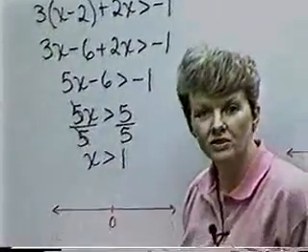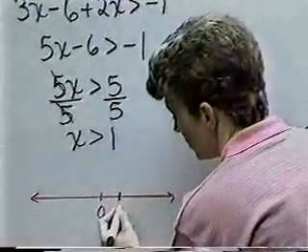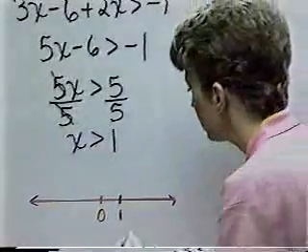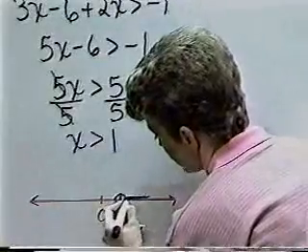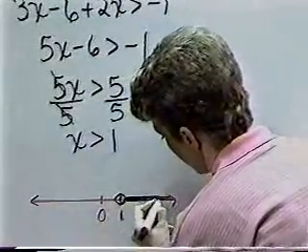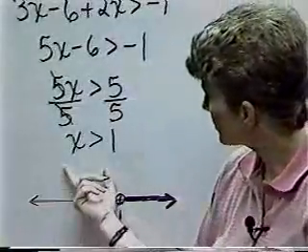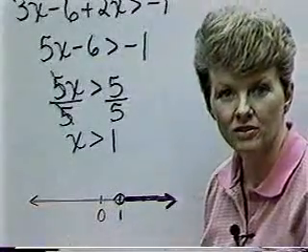Let's graph the solution on a number line. 1 to the right of 0. Strictly greater than, that means an open circle. And greater than, I'll shade, or I'll graph to the right of 1. Once again, here's my solution, and here's the graph of my solution.